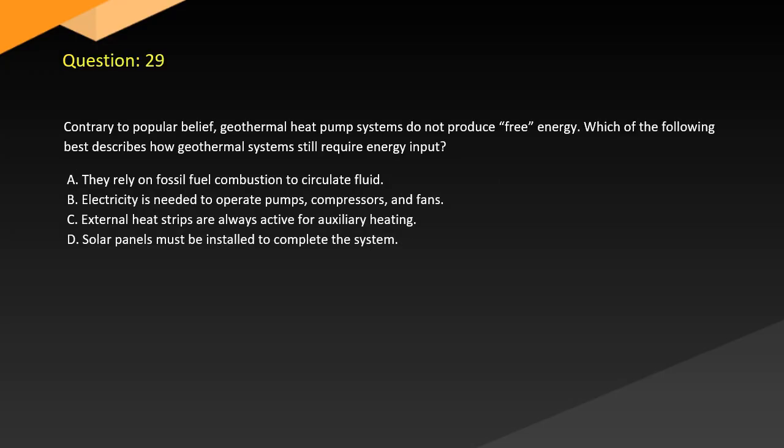Question 29. Contrary to popular belief, geothermal heat pump systems do not produce free energy. Which of the following best describes how geothermal systems still require energy input? A. They rely on fossil fuel combustion to circulate fluid. B. Electricity is needed to operate pumps, compressors, and fans. C. External heat strips are always active for auxiliary heating. D. Solar panels must be installed to complete the system.